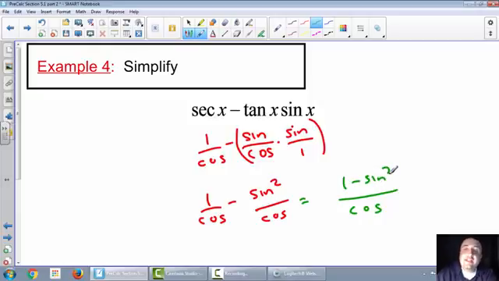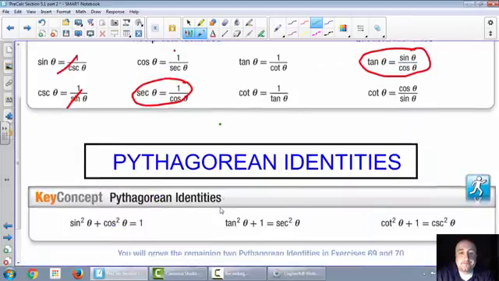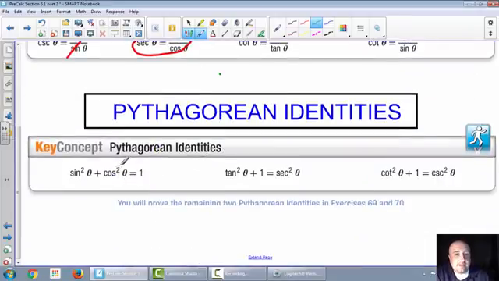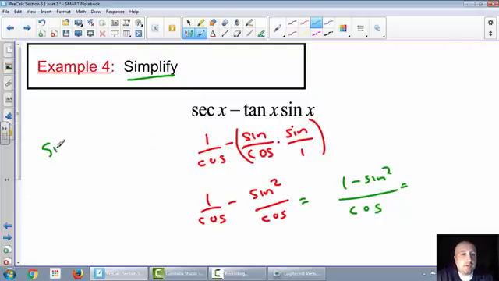We can keep going. Our goal is to simplify this as much as possible. Anytime you have a squared, you should be thinking Pythagorean identities. If we go to our Pythagorean identities, down here at the bottom, we can see that we have this one dealing with sine squared, cosine squared, and 1. So I'm going to rewrite this one on that page. We always know that sine squared plus cosine squared equals 1. The nice thing about Pythagorean identities is we can rearrange them however we want.